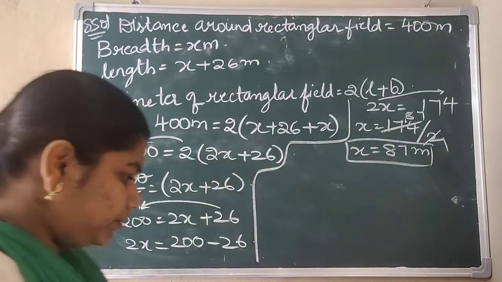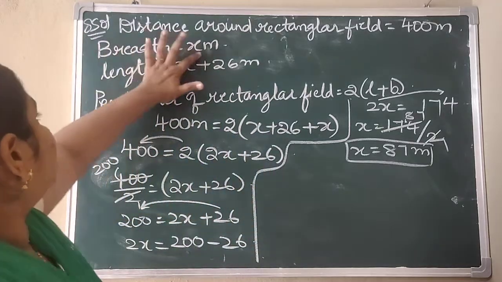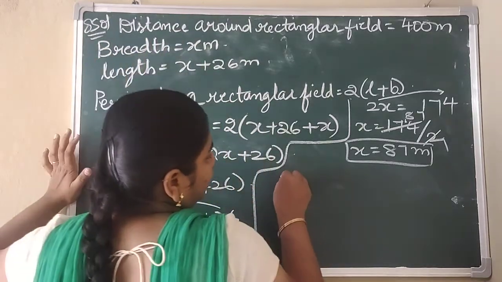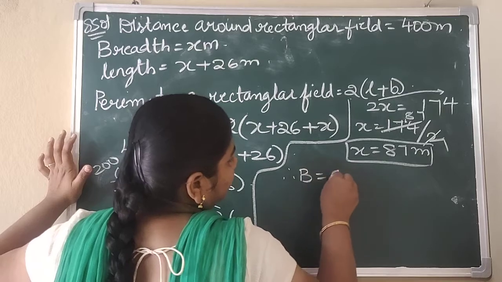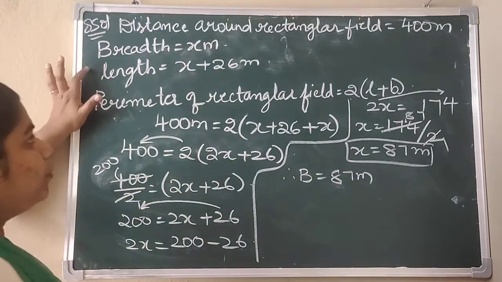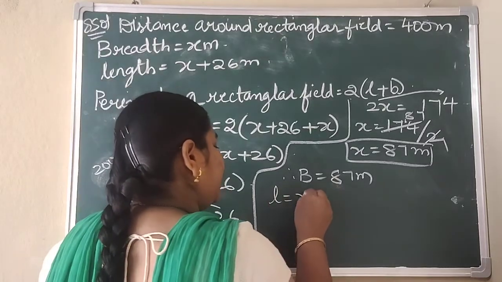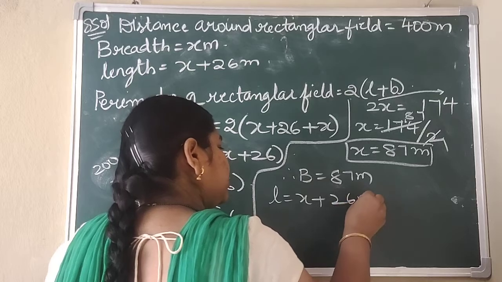X is nothing but the length value. Sorry, breadth value. X is nothing but the breadth value. So we got the breadth as 87 meters. Now we have to find the length value. Length is how much? X plus 26 meters. So length is equal to x plus 26 meters.